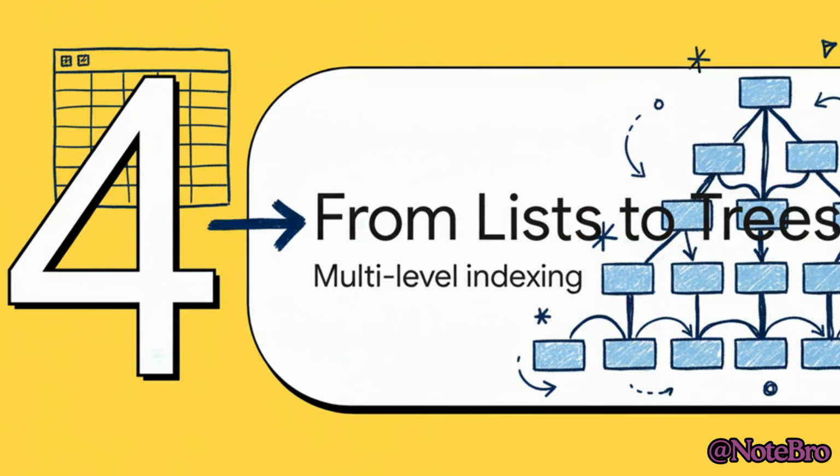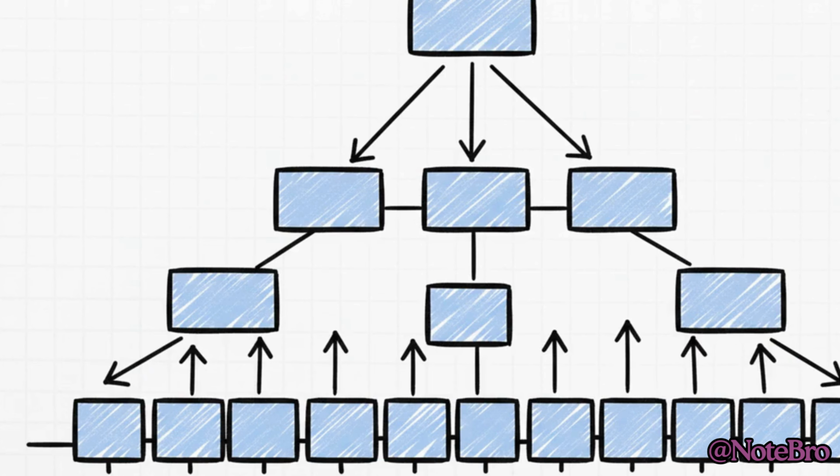And there is. The solution is to change our way of thinking. We need to stop thinking about the index as one long, flat list and start thinking about it as a tree. This is where things get really cool. The brilliant idea is to build an index of the index. Stay with me.